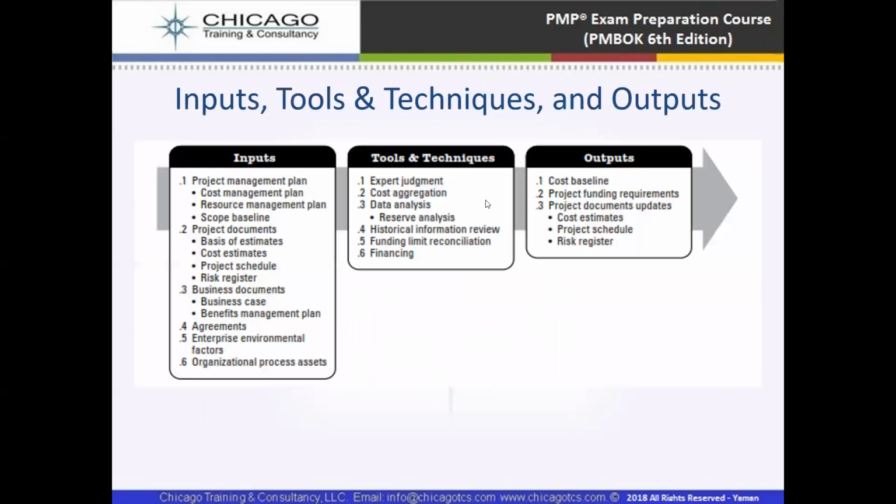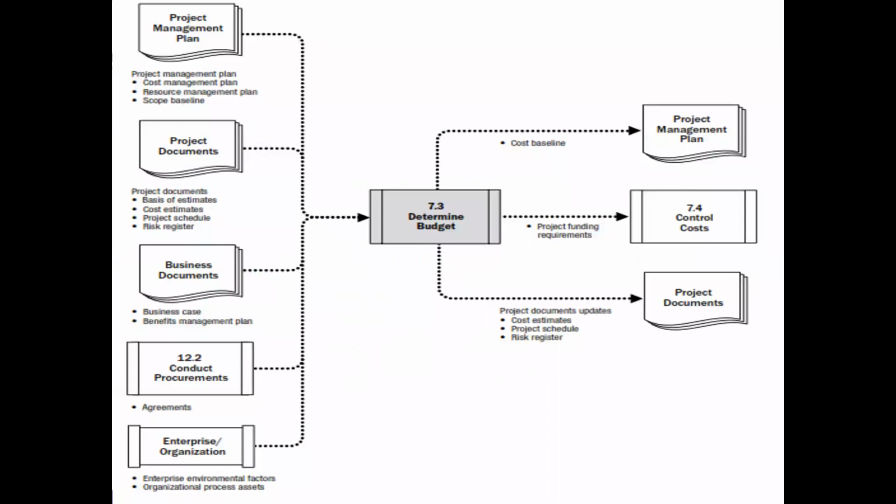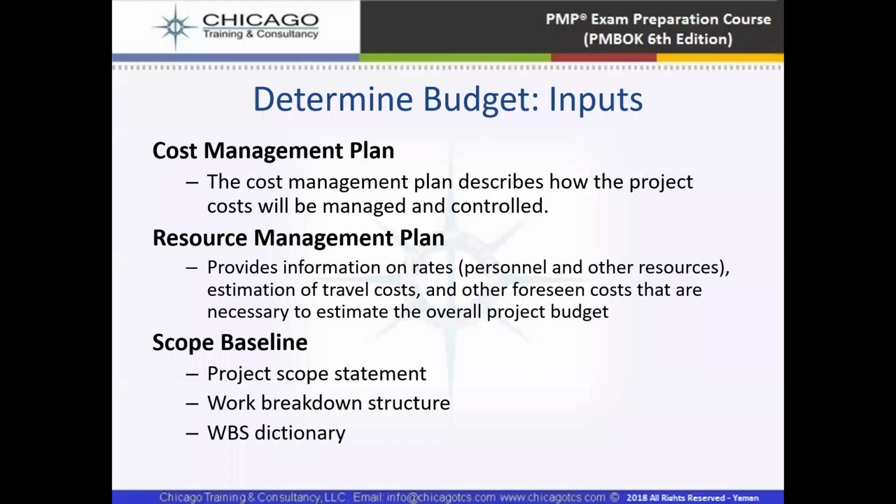Okay, now we have inputs, tools and techniques, and outputs for this determine budget. Since we are going to determine the budget, let us discuss one by one. Here is a flow chart. You can see the inputs like the project management plan, project documents, business documents, conduct procurement, and enterprise and organization process assets. And then we have determine budget. Then we are going to reach the project management plan, control costs, and project documents.